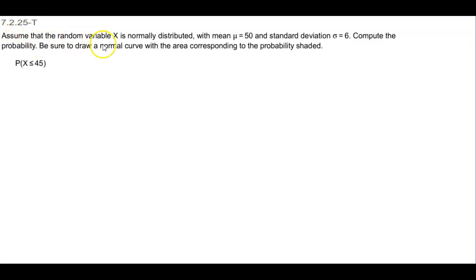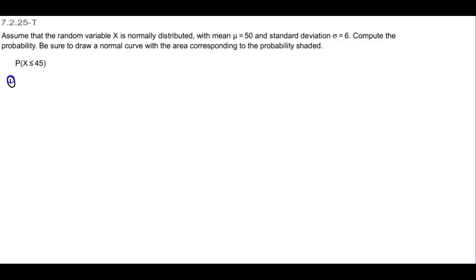7.2.25-T, assume that the random variable x is normally distributed with a mean of 50 and a standard deviation of 6. You want to compute the probability and be sure to draw a normal curve with the area corresponding to the probability shaded. So let's first take a look at this. So what do we know about the given information?